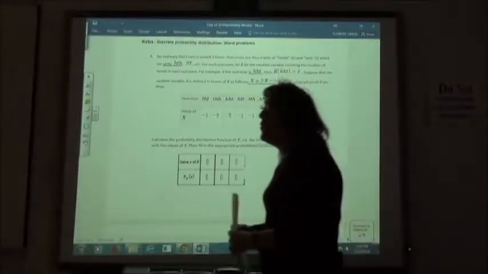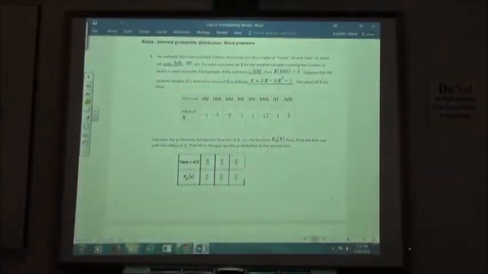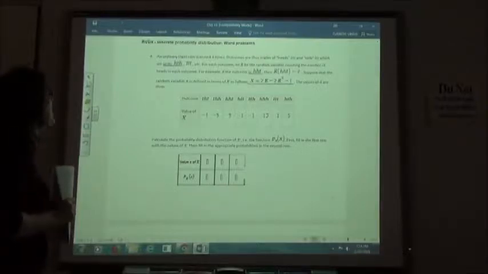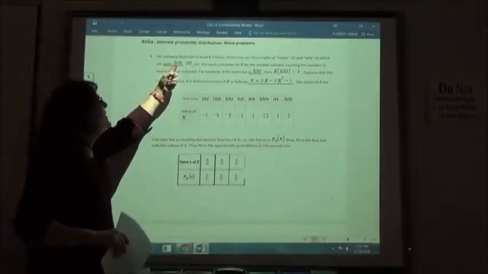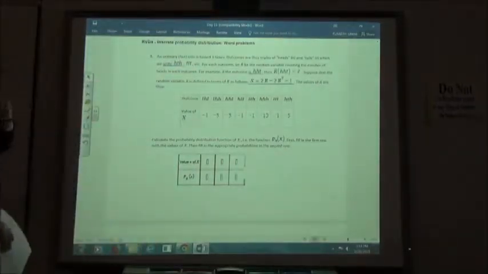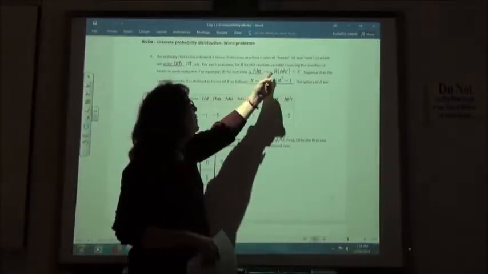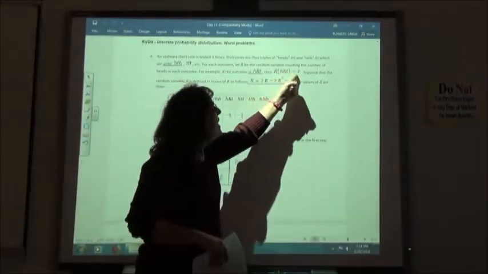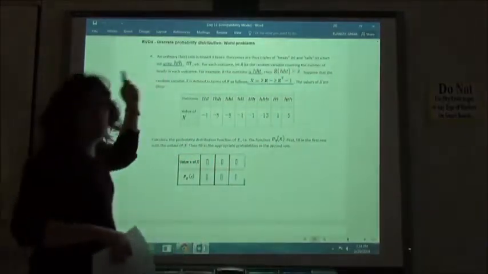So number 4, now they're going back to that probability of flipping a coin. An ordinary fair coin is tossed 3 times. The outcomes are thus: triples of heads, tails, which we write as heads, tails, tails, etc. For each outcome, let R be the random variable counting the number of heads in each outcome. For example, if I have the random HHT equals 2, that means it happens 2 times.